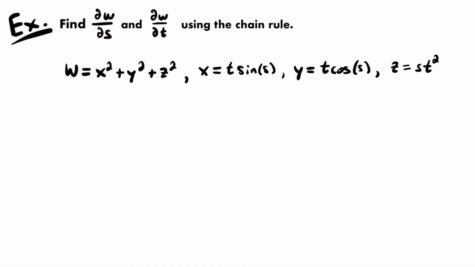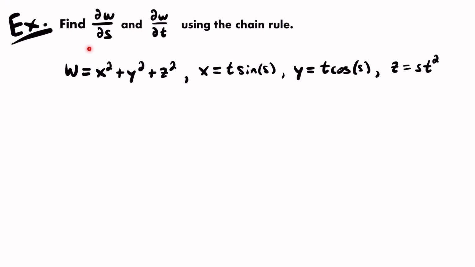For this example, we want to find the partial derivative of w with respect to s and the partial derivative of w with respect to t using the chain rule. And we are given w is equal to x² + y² + z², where x is equal to t times sine s, y is equal to t times cosine s, and z is equal to st².